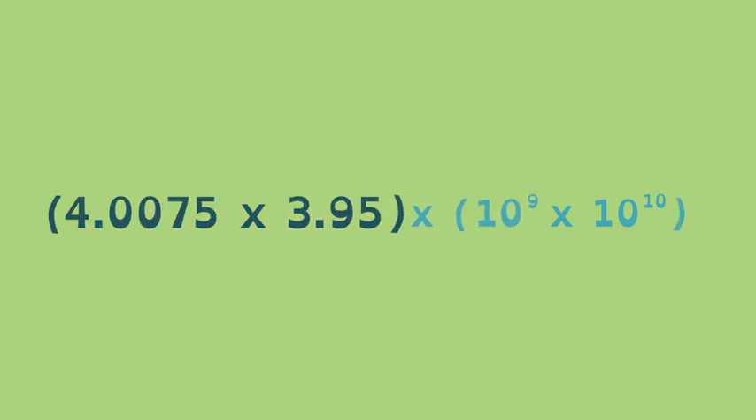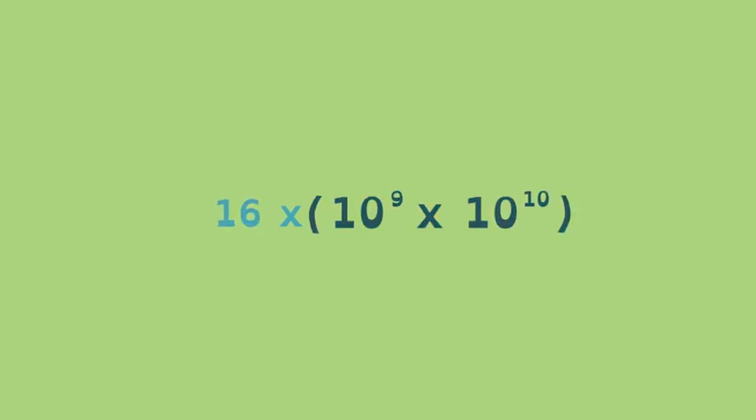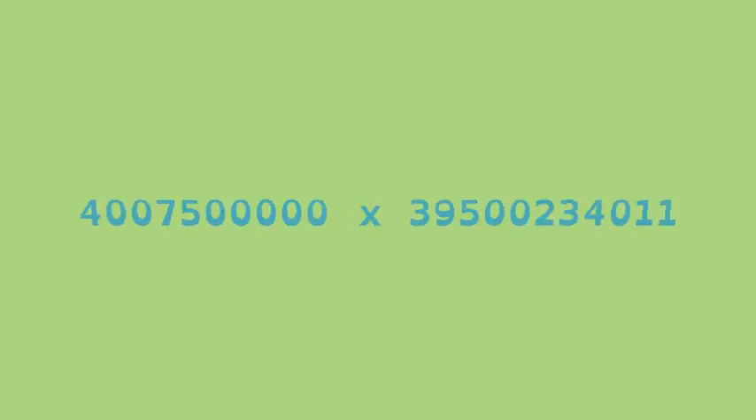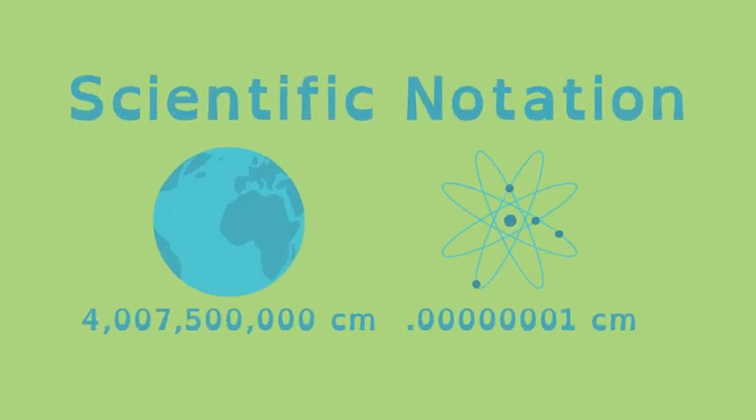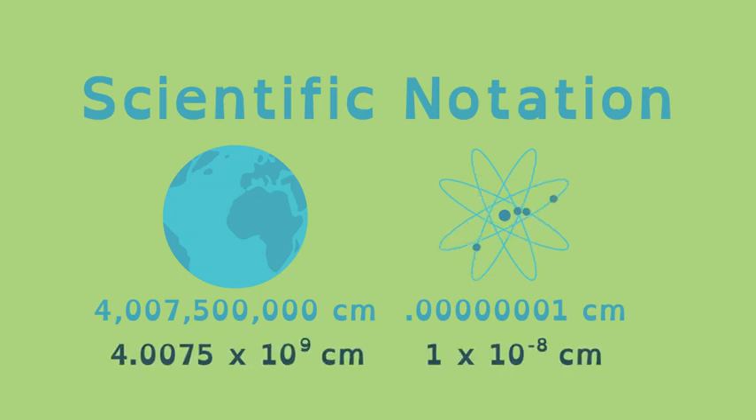Let's round 4 75/1000 and 3 95/100 to 4. The product of 4 times 4 is 16. Next, you multiply the powers. We know when powers are multiplied, exponents are added. Here we get 10 to the power of 19. The product of these two numbers is very close to 16 times 10 to the power of 19. As you can see, scientific notation makes it much easier to do math with extreme numbers.